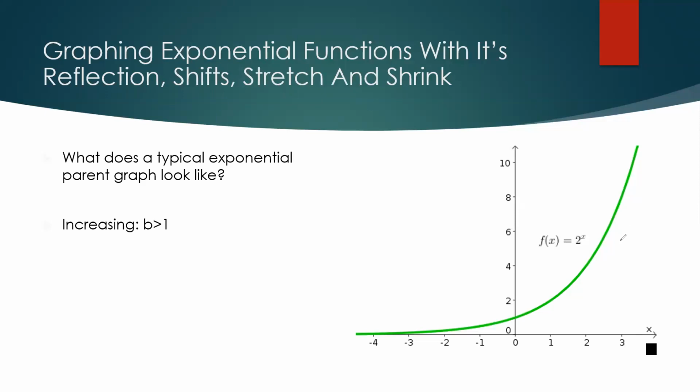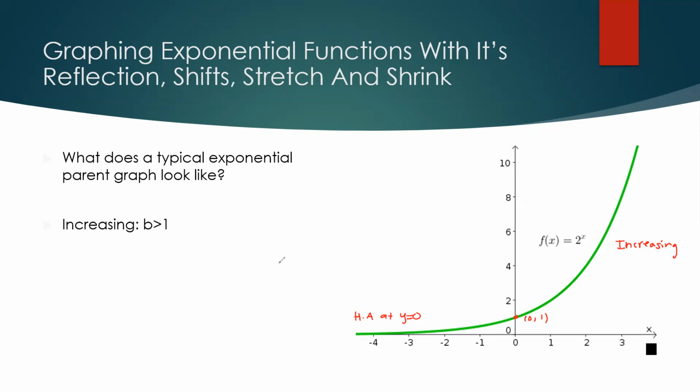So this is what's called an increasing. And what else do we know? We know that this has a y-intercept of (0, 1), and I'll talk about this later, but you do have a horizontal asymptote at y equals 0. Okay, this is what a typical increasing exponential function looks like.